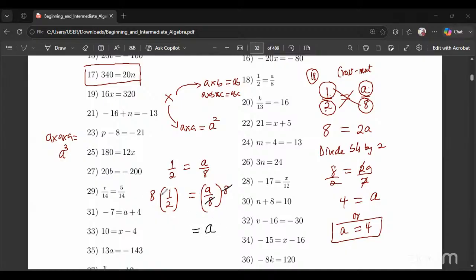Now come to the left-hand side. You can see 2 can divide 8. 2 divides 8, how many is it? You have 4. So 4 times 1 is 4. So you have 4 in the left-hand side. So 4 is equal to a is the same as a is equal to 4. Okay, so that is that for question 18.